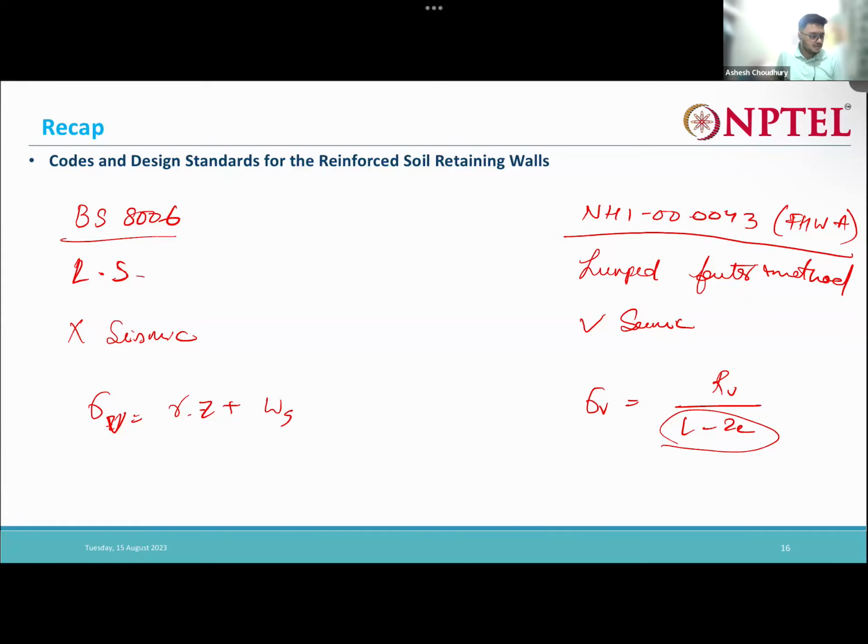Okay, so one more thing we need to consider is the soil gradation requirements. Soil gradation requirements for both these codes are quite similar. All of them suggest the optimum quantity and size of soil particles that should be there in the backfill soil while constructing reinforced walls. Okay.